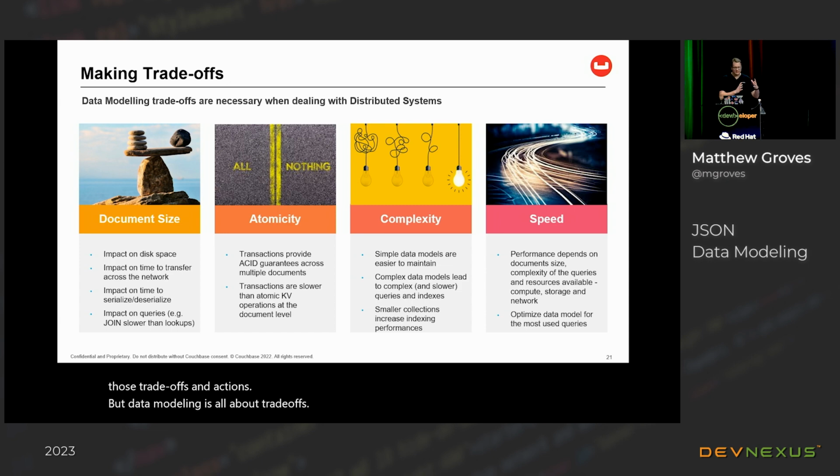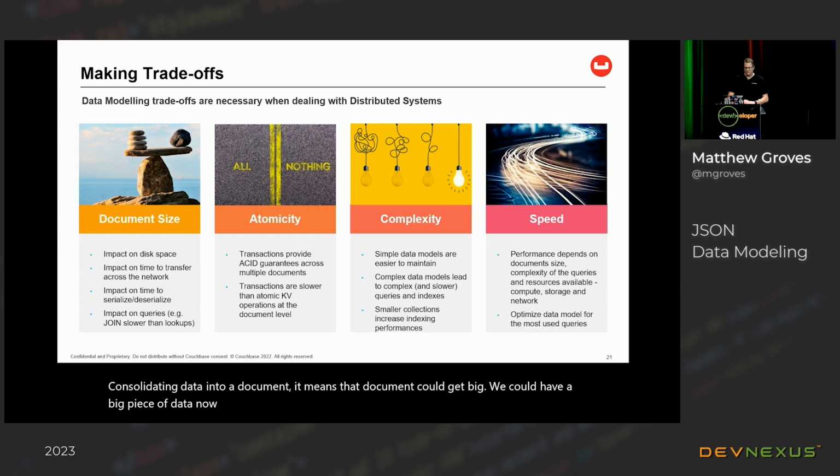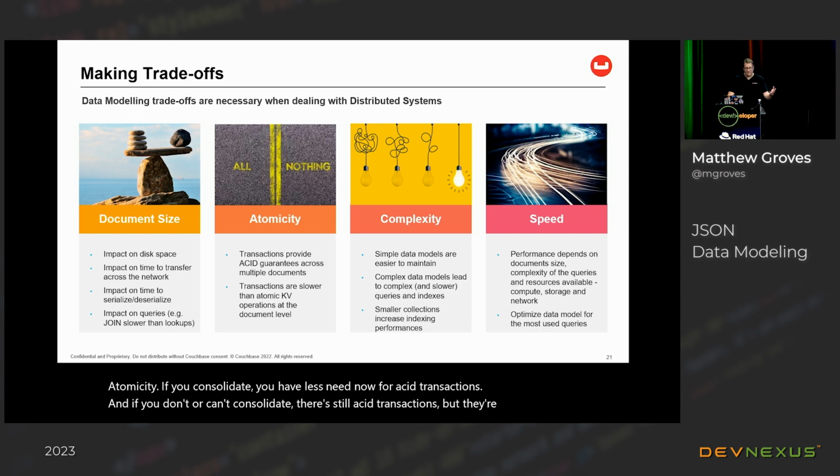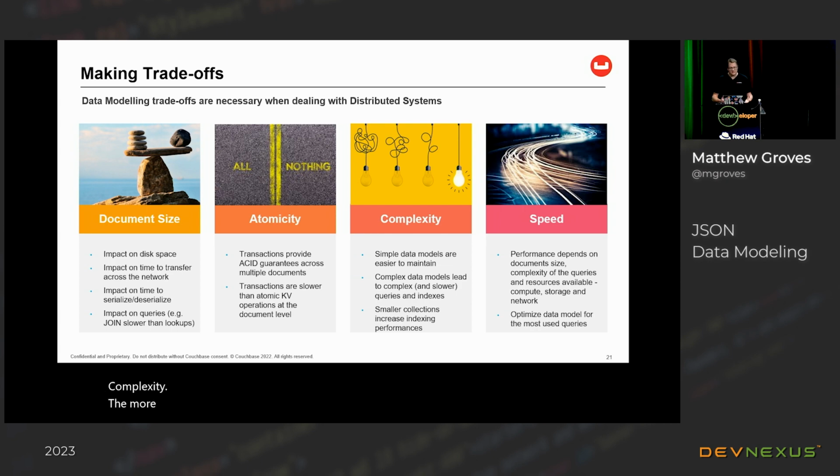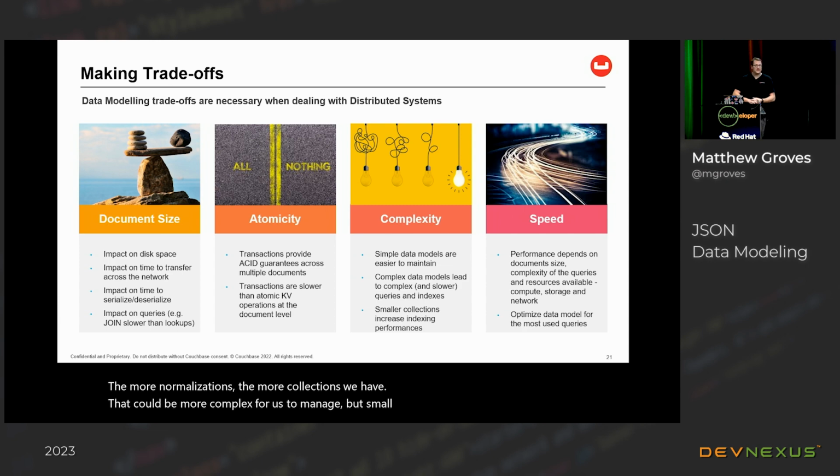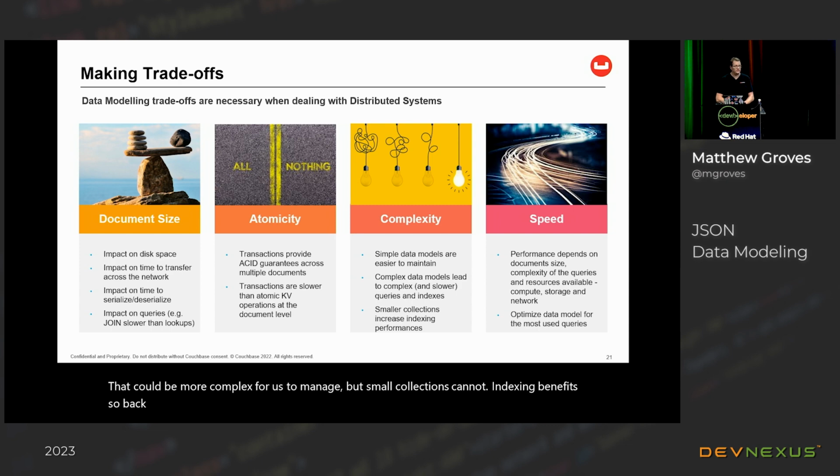Consolidating data into a document means that document could get big. We could have a big piece of data now instead of a bunch of smaller pieces of data. Atomicity: if you consolidate, you have less need for ACID transactions. And if you don't or can't consolidate, there are still ACID transactions, but they're more overhead, especially in a distributed system that brings the network into play. Complexity: the more normalization, the more collections we have, and that could be more complex for us to manage. But small collections can have indexing benefits. So that's a performance trade-off versus complexity.